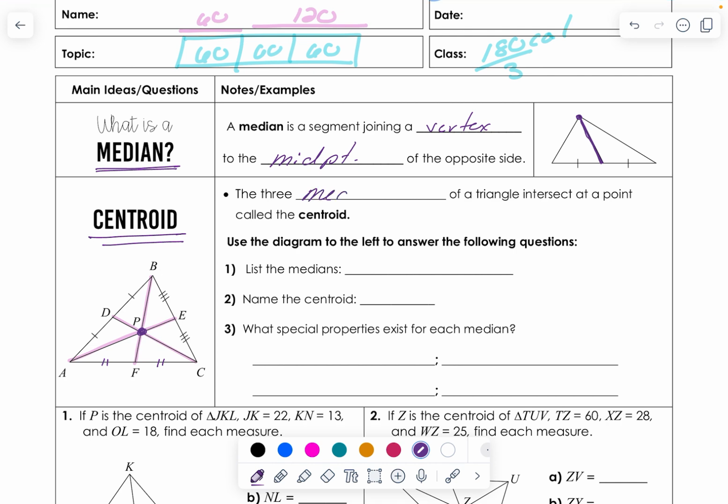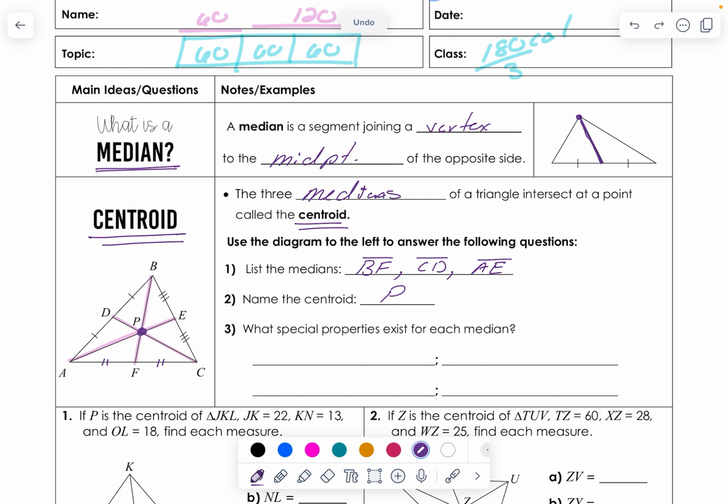So the 3 medians of a triangle intersect at a point called the centroid. So the medians here, as we just said, are BF, CD, and AE. And the centroid is point P. Now, let's take a look at those medians. Let's take a look at just AE right now. And notice this segment AE is in 2 pieces, but this piece here is small and this piece here is bigger.